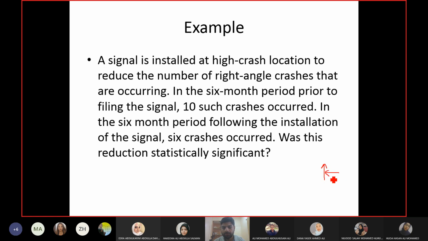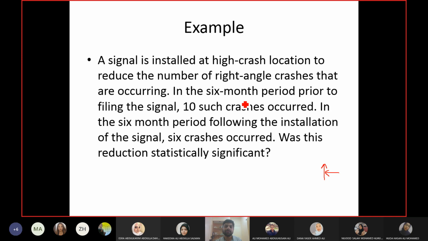Obviously, if you install a signal, it makes sense that these right angle crashes shouldn't happen, right? Because with a signal, these two vehicles which are going in perpendicular directions should not be entering the intersection at the same time, right? So the right angle crashes should reduce.